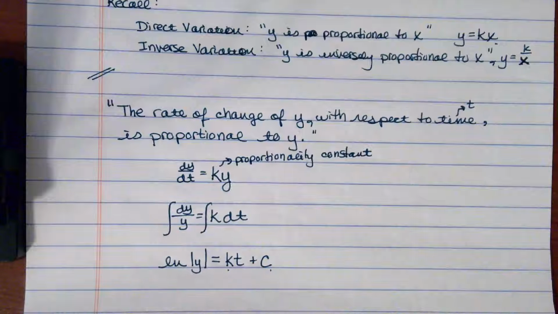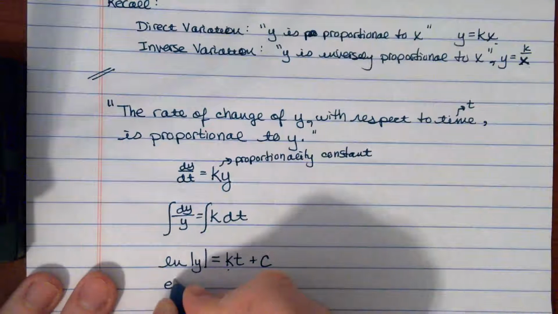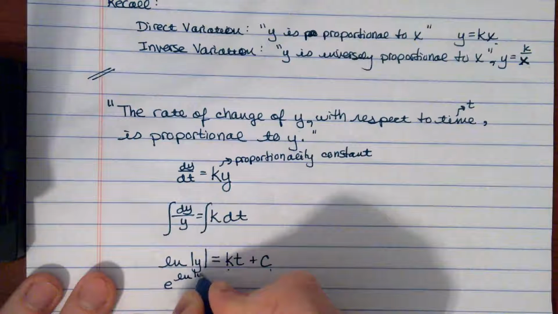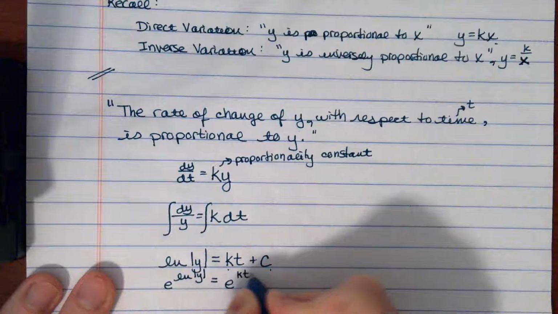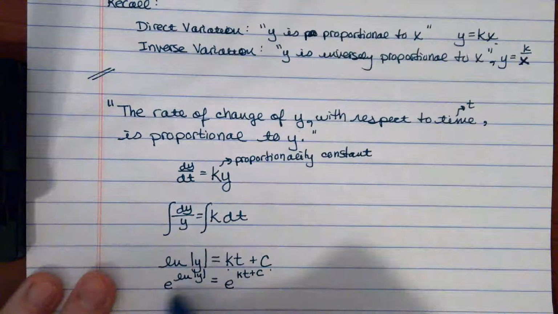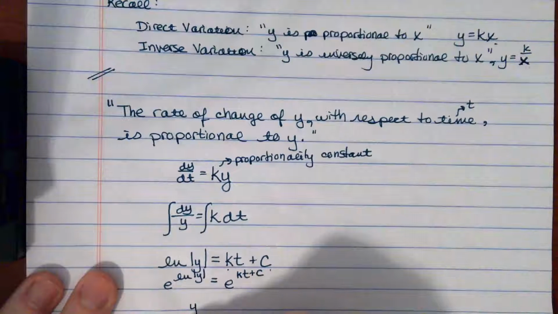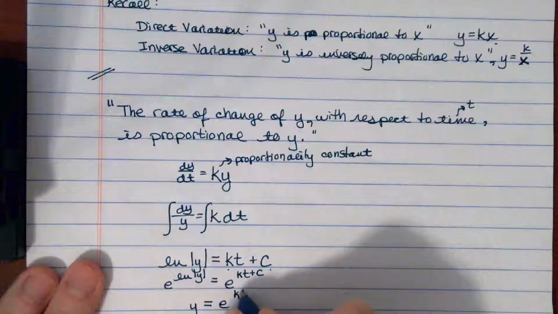I want to try to solve this for y. How do we get rid of the natural log? With an e raised to the. This is e raised to the natural log of the absolute value of y equals e raised to, remember, raised to the entire side. And cancel out my e and my natural log. I'm going to make the bars just go away as well. And I'm going to say y equals e to the kt plus c.